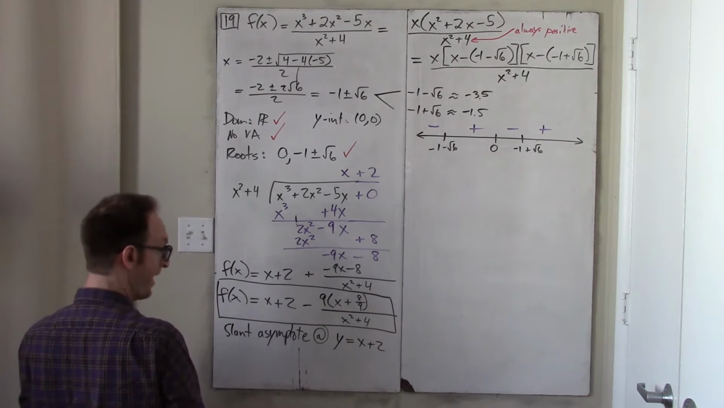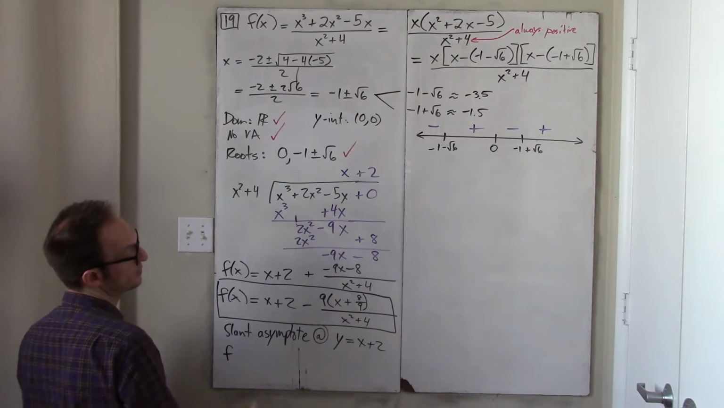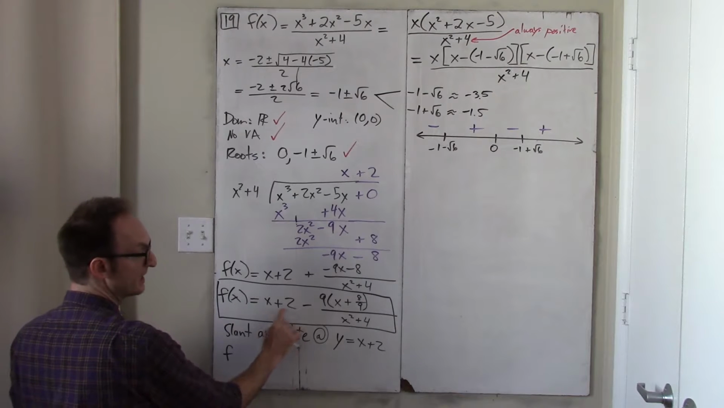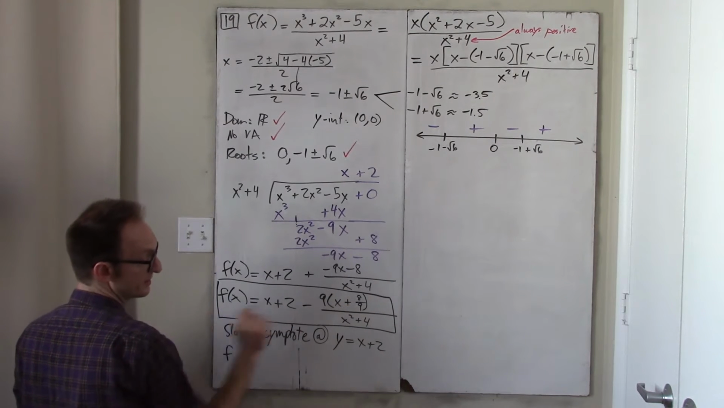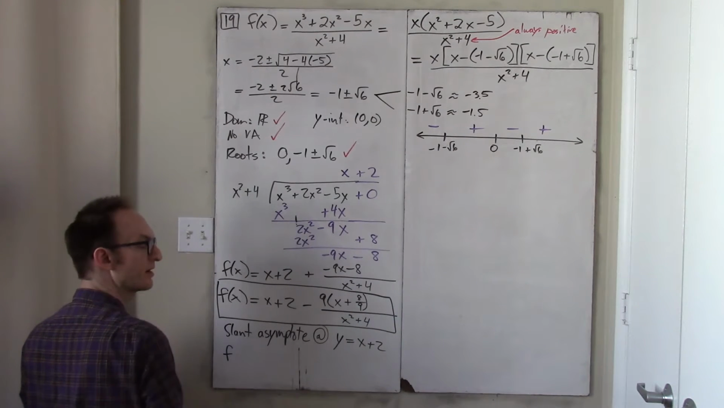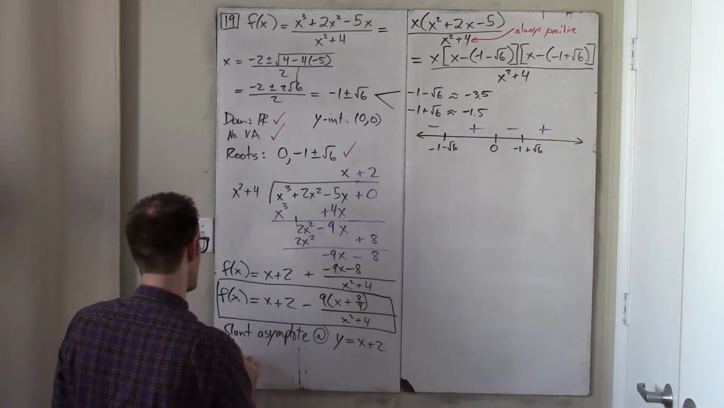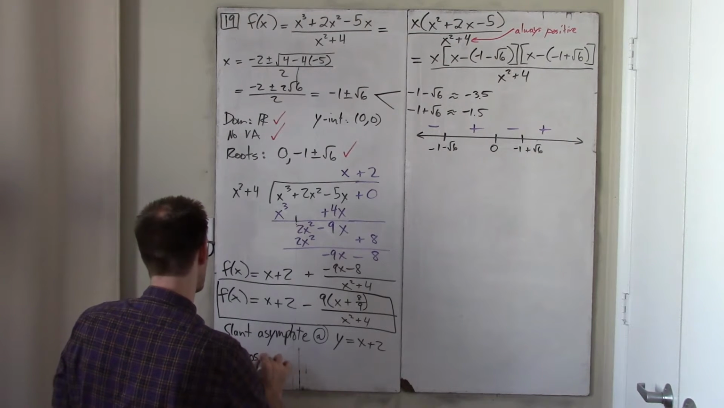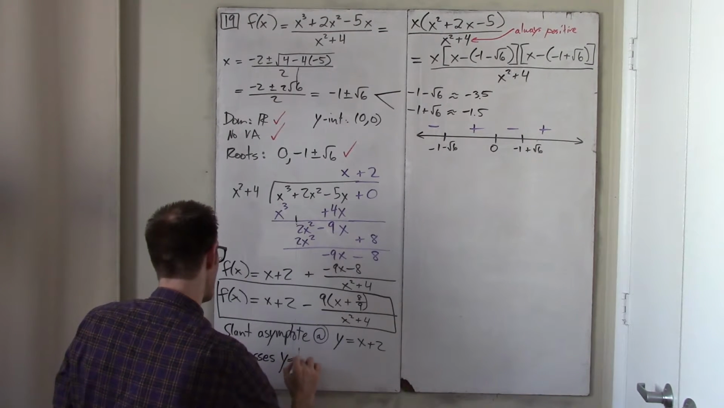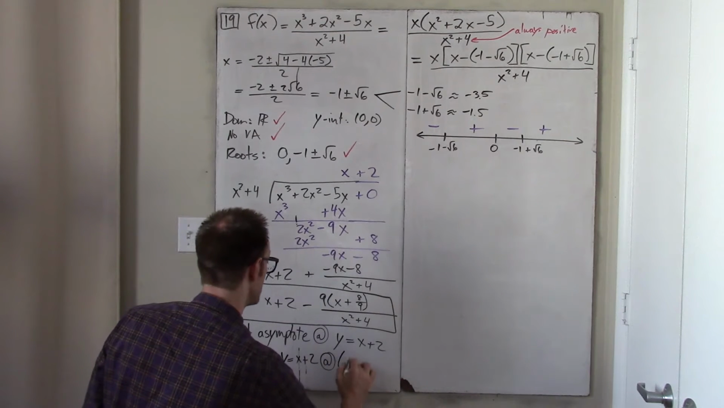And when, if ever, do I cross it? Well, the only time my function is ever going to equal x plus 2 exactly is when this entire remainder term is 0. And the only way that will be 0 is when the numerator is 0, which will only happen when x is negative 8/9. So f crosses y equals x plus 2 at x equals negative 8/9.